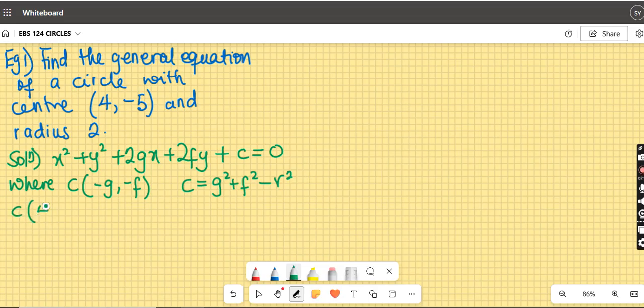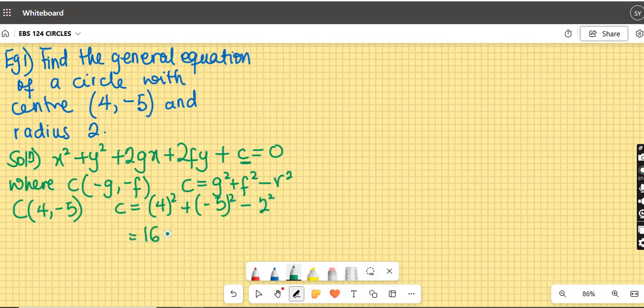So here is the case. We have the center to be 4, -5. And so we can calculate the constant term here, the small c. I want my capitals and my small letters to stand out, so let's have a capital C and a small c. Let's find our constant term: 4 squared plus -5 squared minus r squared. We don't know r yet. Sorry, we know r, r is 2, squared.